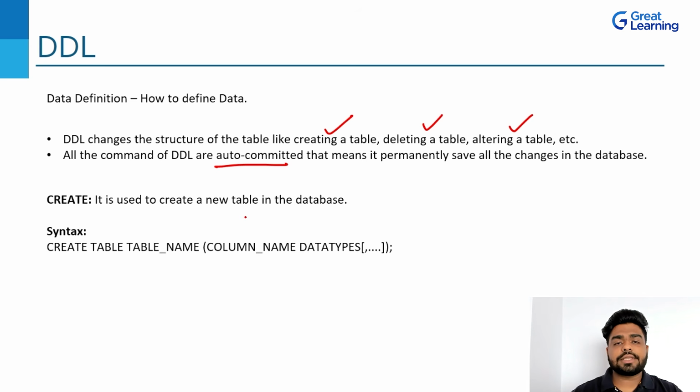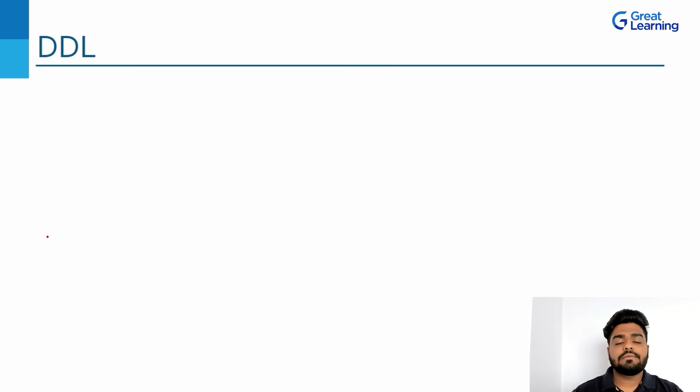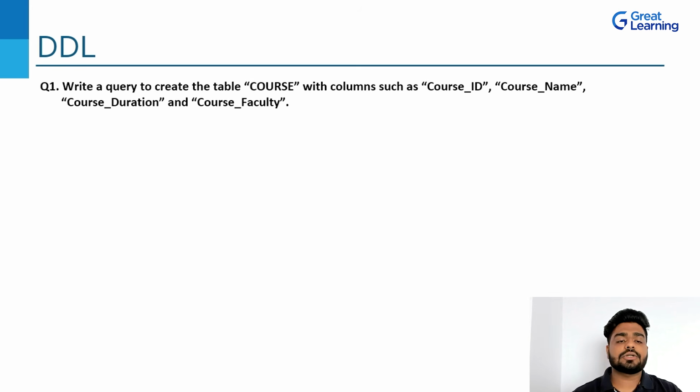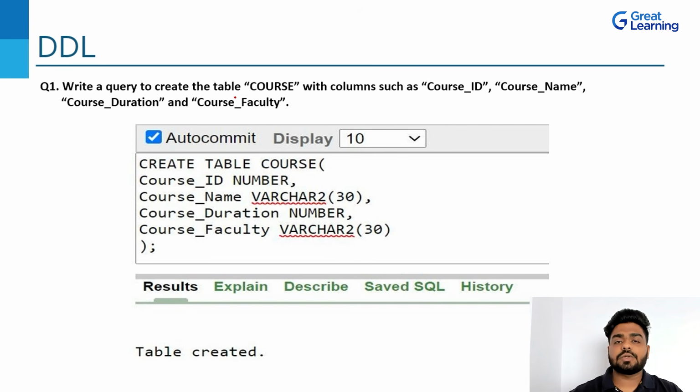The first one is create. It creates a new table in the database. This particular command, no need to revise again because we already know how to do this. We use create table, table name, and then the column names and data types, whatever you want to put. This is the syntax of create table. One question based on this: write a query to create the table course with columns such as course ID, course name, course duration, course faculty. This is how you will write the create table command for this question, and I don't need to explain it because we already know this.